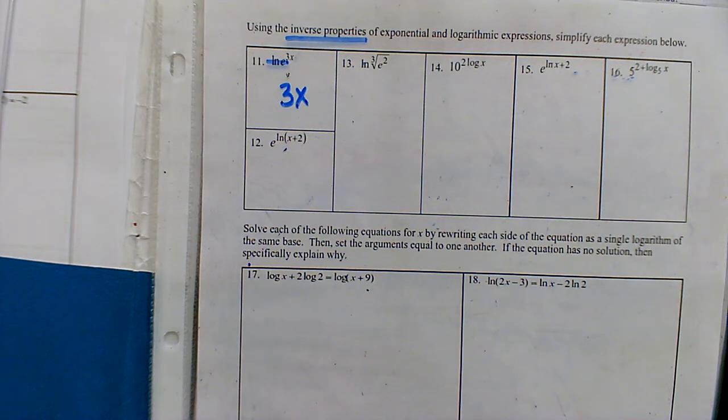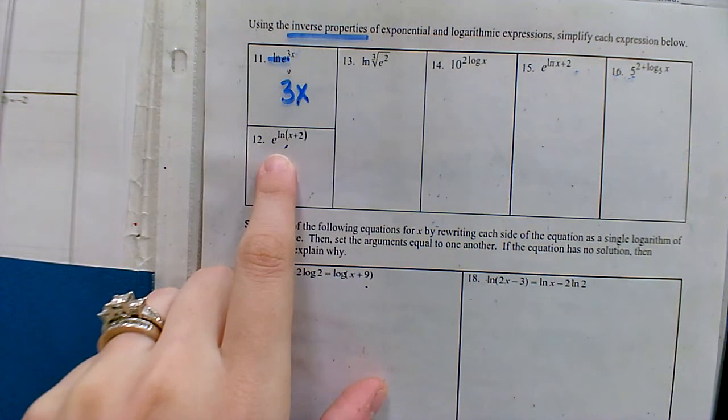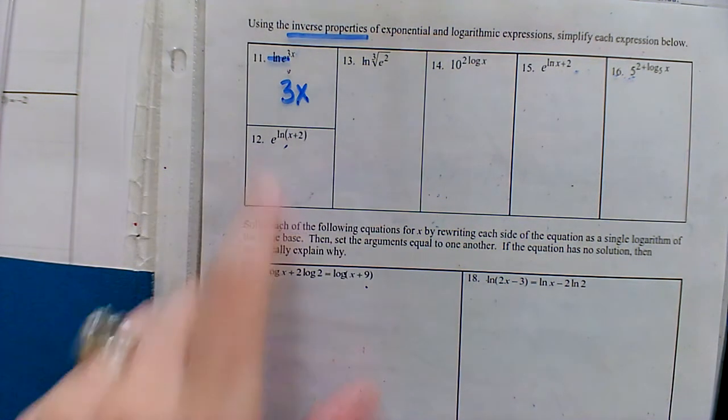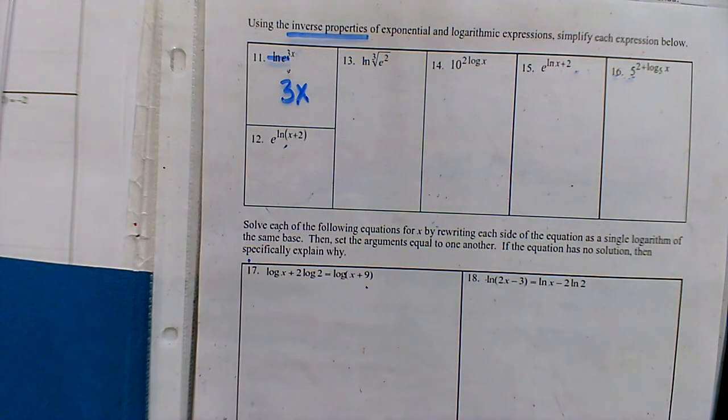What about 12? Do you notice anything that might be able to be canceled out? Put a slash through it.